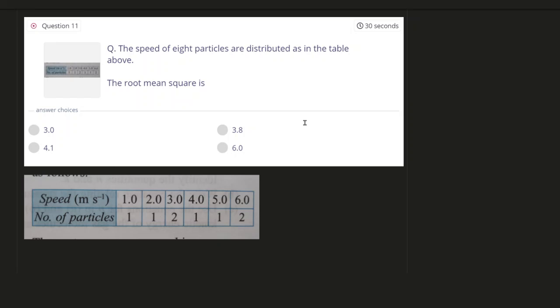Okay, so this is question 11. For question 11, they give you the speed of 8 particles. Be very careful, the number of particles given is 8, and they are distributed in the table above. This is a table I cropped out. What the table says is you have one particle moving with 1.0 meter per second, one particle moving with a speed of 2.0 meter per second, two particles moving with 3.0 meter per second, and so on. Now they ask for the root mean square.